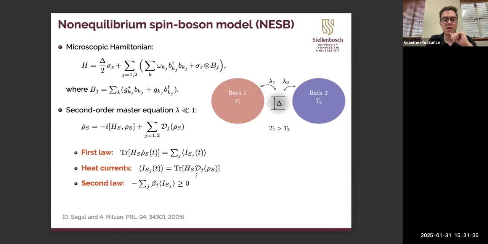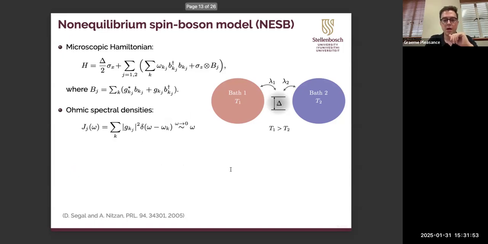With this definition of heat current, we can also write down a second law, which tells us that the rate of entropy production is non-negative. So this second order master equation approach for describing the heat currents is consistent with the first and second laws of thermodynamics.